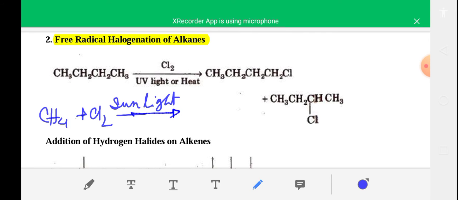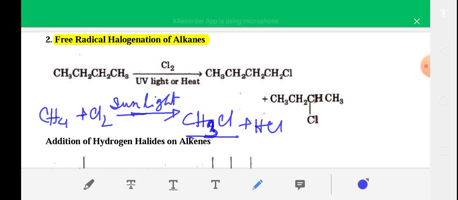If you react methane gas with chlorine, you will see that the hydrogen atom of methane will be substituted by a chlorine atom. So you will get a haloalkane. This is a haloalkane, chloromethane, CH3Cl. The hydrogen atom from the hydrocarbon, methane, will be substituted by one chlorine atom. Another example is given.